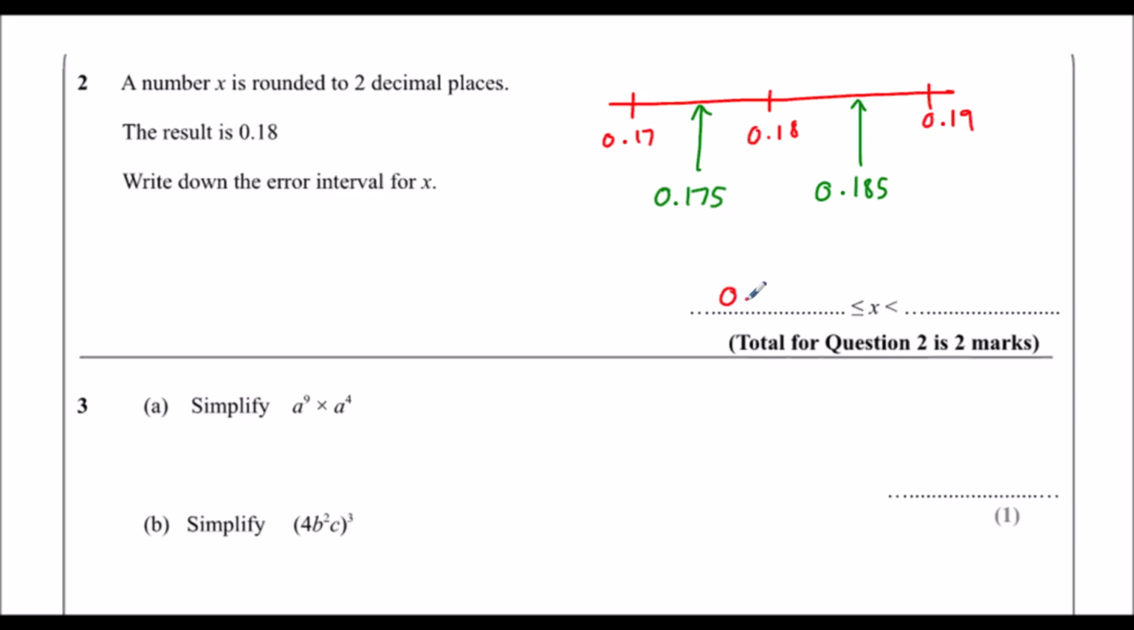So it's bigger than or equal to 0.175, and it's less than 0.185. It can equal 0.175, but it's not equal with the 0.185. It's not an or equal sign. It can be anything all the way up to 0.185, but not including 0.185.